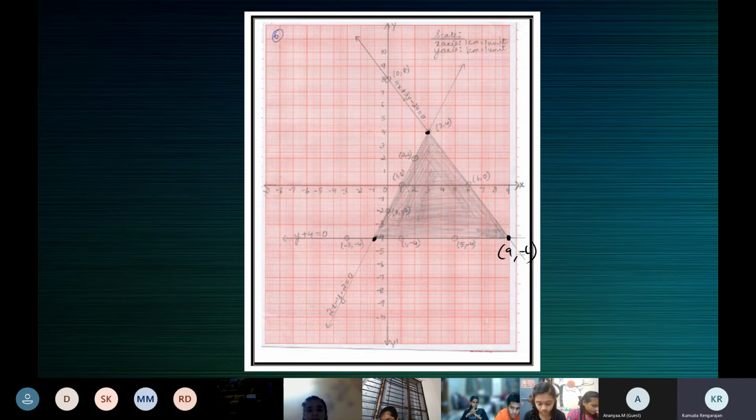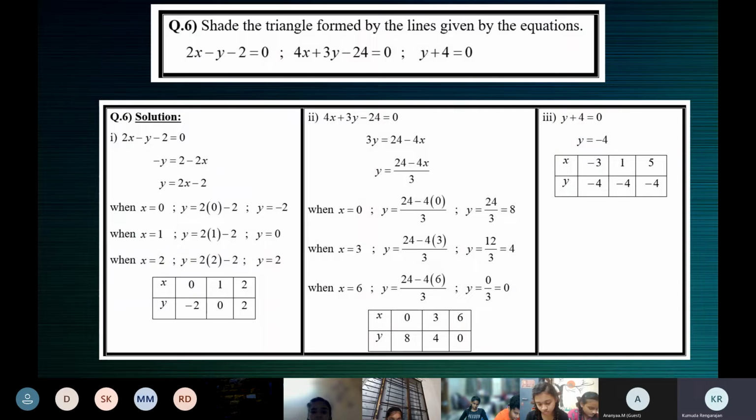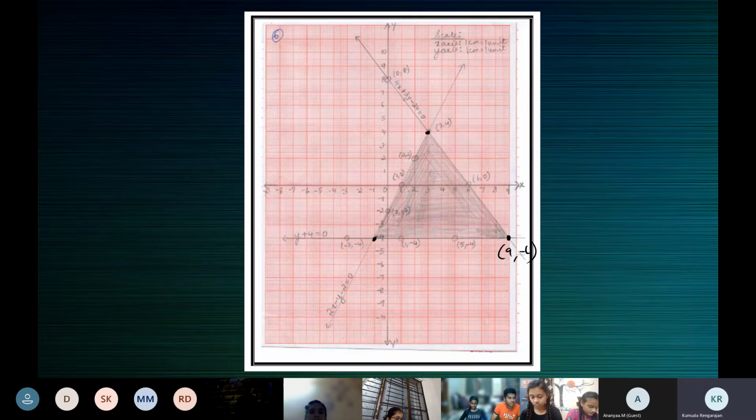And one more thing, for a vertex, we don't have to. This question is only about shading. You don't have to write the vertices. See here, we are just talking about the vertices. The question is only to shade the triangle. When you have to shade the triangle, simply shade and leave it. Don't write the vertices.